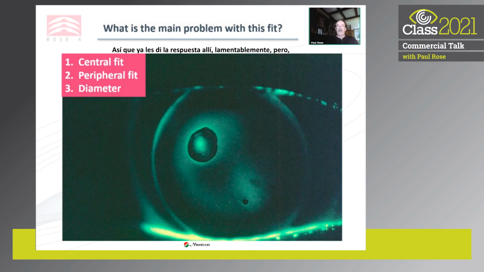So I've already given you the answer there, unfortunately, but in this case it is the peripheral fit that we can see. How do we know it's the peripheral fit? Where's that fluorescent band? We've got bubbles trapped underneath the lens. The most common reason for bubbles is a tight peripheral fit. So if you have bubbles trapped underneath the central area, really reassess that peripheral fit and see if you can open it up somewhat.